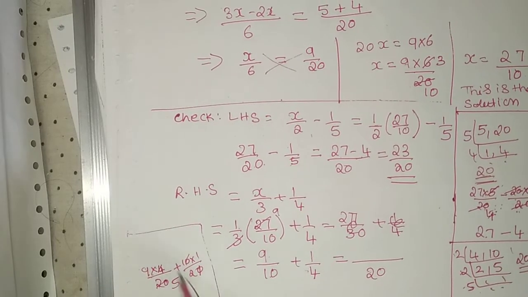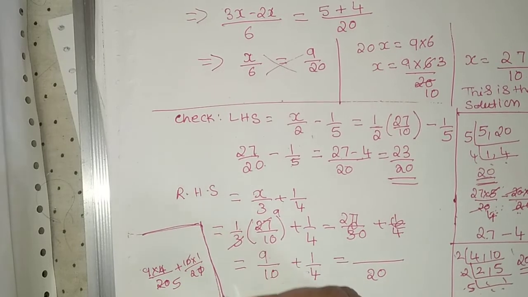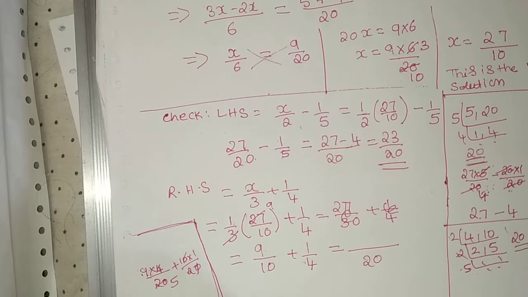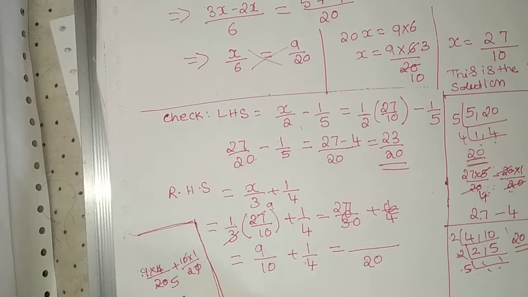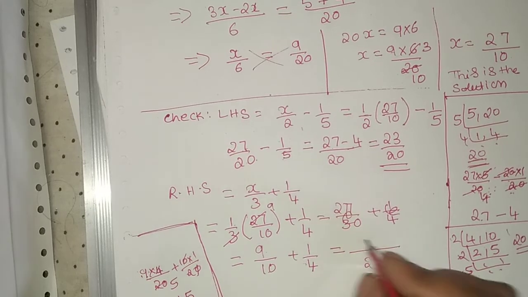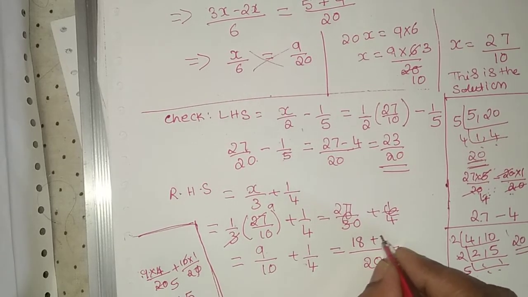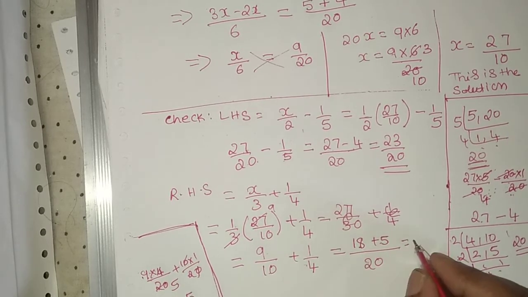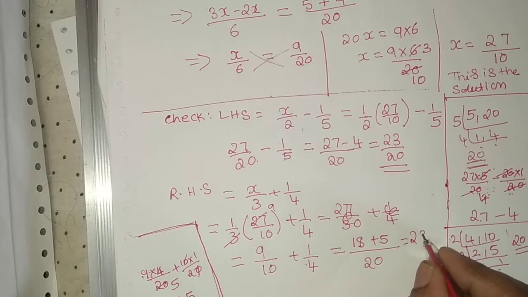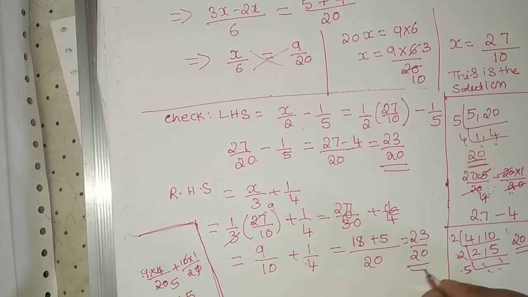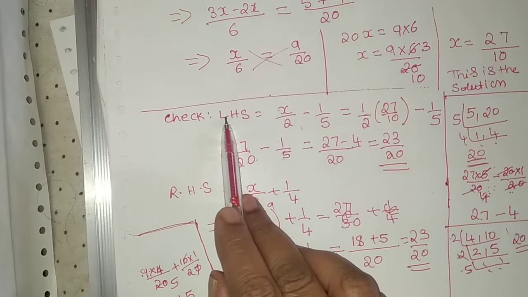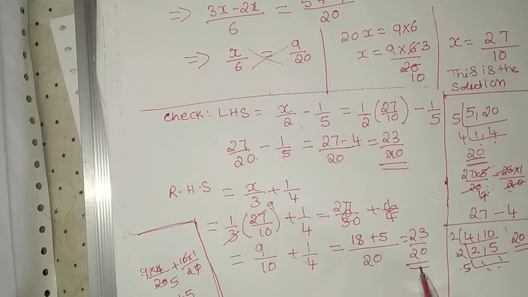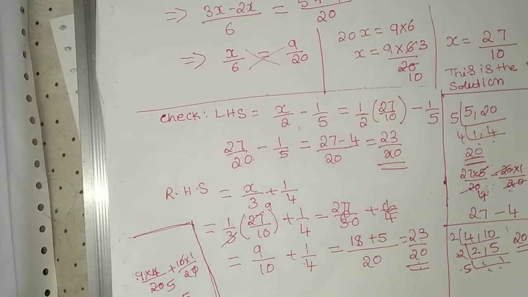So this is for working. This is for your reference. Now again cross multiply. We get 9 twos are 18 in the numerator, then 5 into 1, 5. So substitute here: 18 plus 5 is equal to 23 by 20. So we cross multiply and cross verify: LHS is 23 by 20, RHS is 23 by 20. Hence, this is the solution for the first problem.